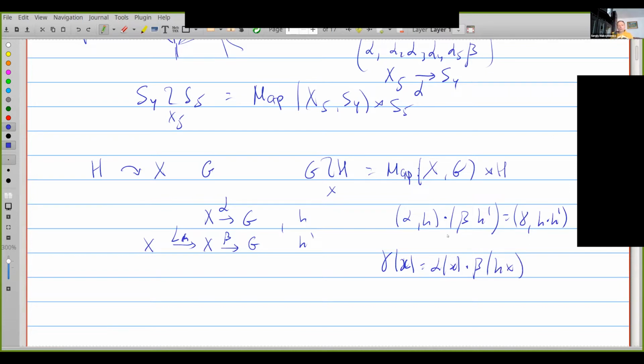So this is like a direct product, but not. It is almost a direct product in some way. So I act by this h on this beta. And this set with respect to this multiplication is actually a group. It is a well-defined group, and it is called the wreath product of G and H over the action of H on X.